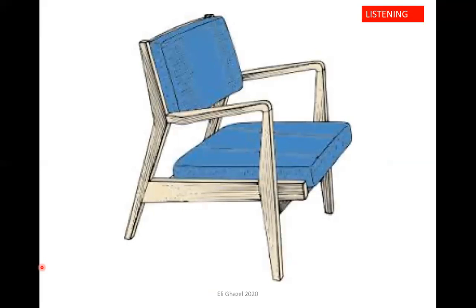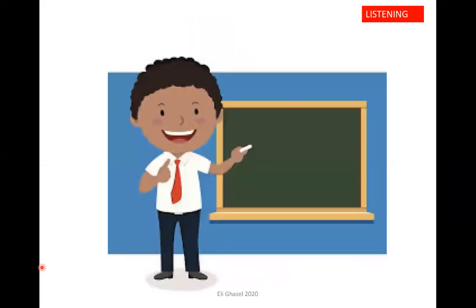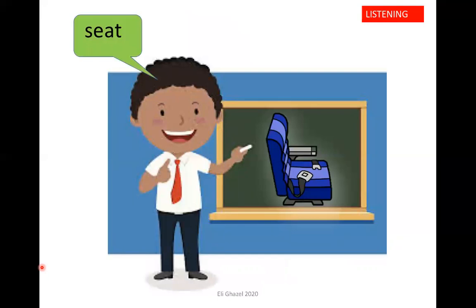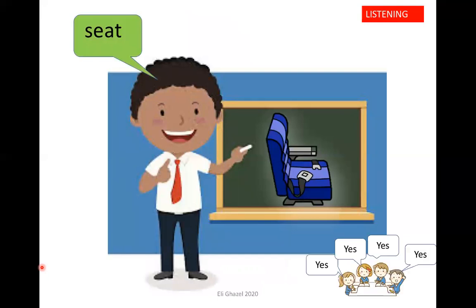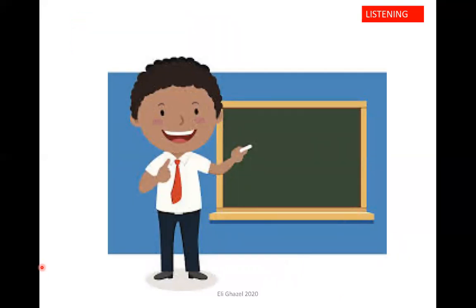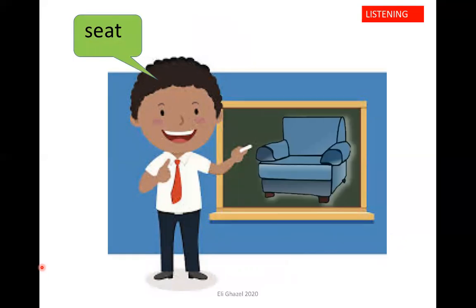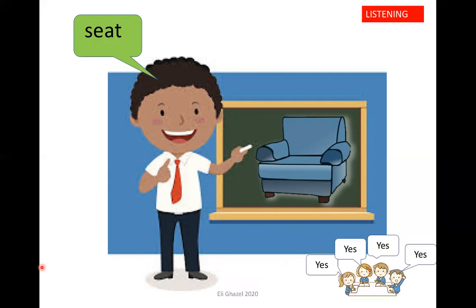Now, the next one is seat, a place to sit down, seat. Now you say the word seat. You put a picture, and you give a signal, and the kids will go yes. You say the word seat. Then you put a picture. Then you give a signal, and the kids will say yes.